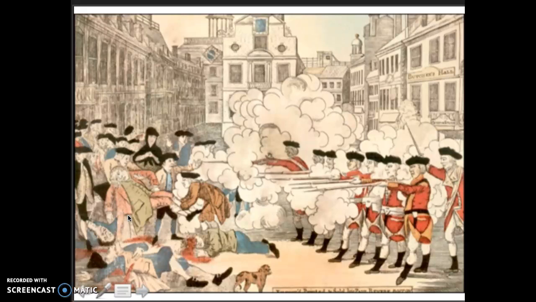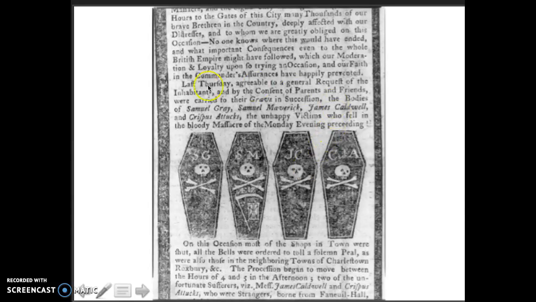And that sends a ripple effect across all the colonies. Even though this took place in Boston, it could happen in any other colony. And so it actually unites the colonies against the British. The following day, the Boston newspaper posts this newspaper that shows the people that got killed. Notice one of them is Crispus Attucks. He's an African American, the first African American to die for independence. The years go by and people do not forget the Boston Massacre. We'll come back to that.